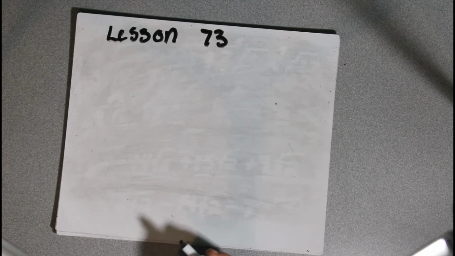Okay, this is lesson 73. Factoring the difference of two squares and probability without replacement. First, we're going to do factoring the difference of two squares.